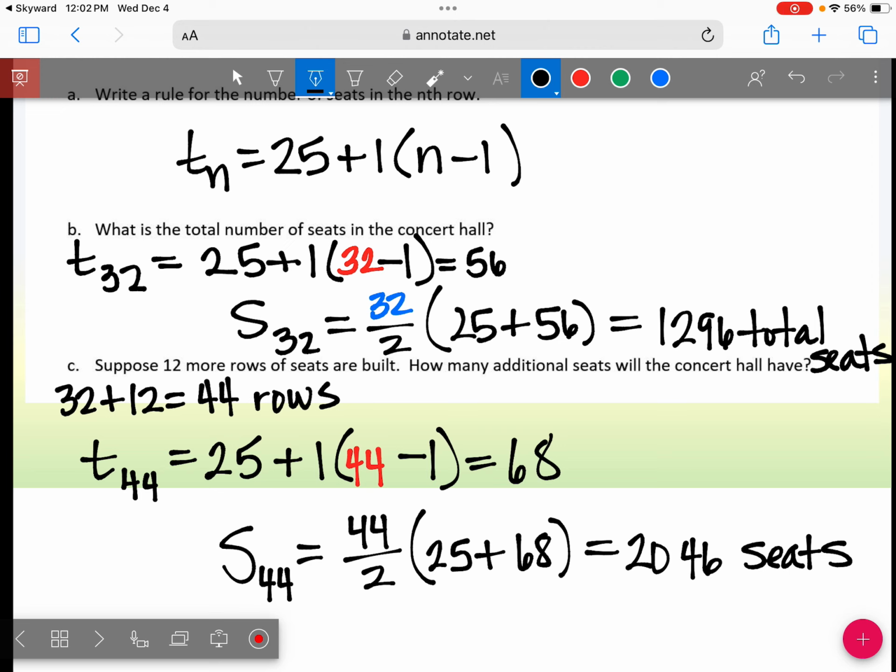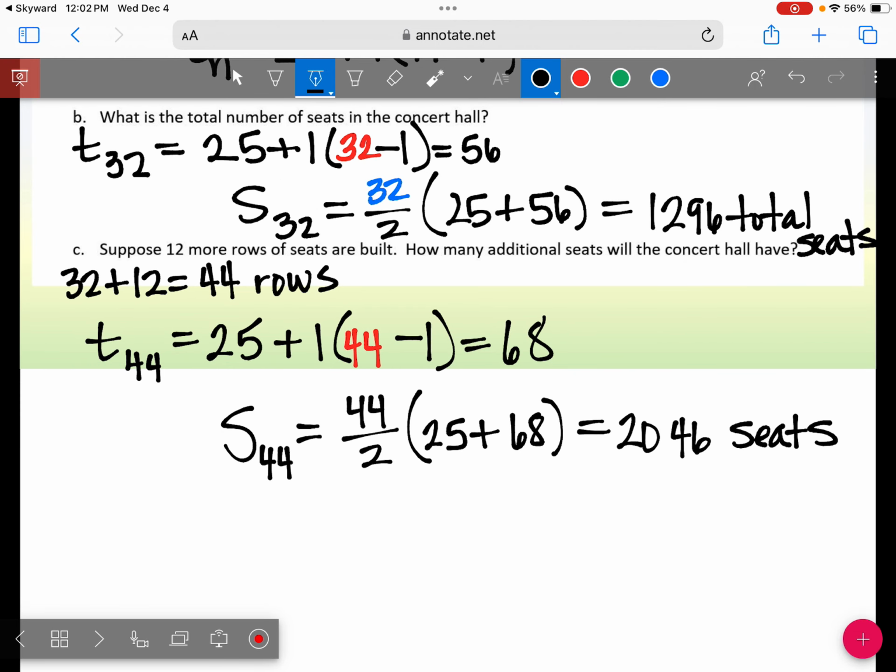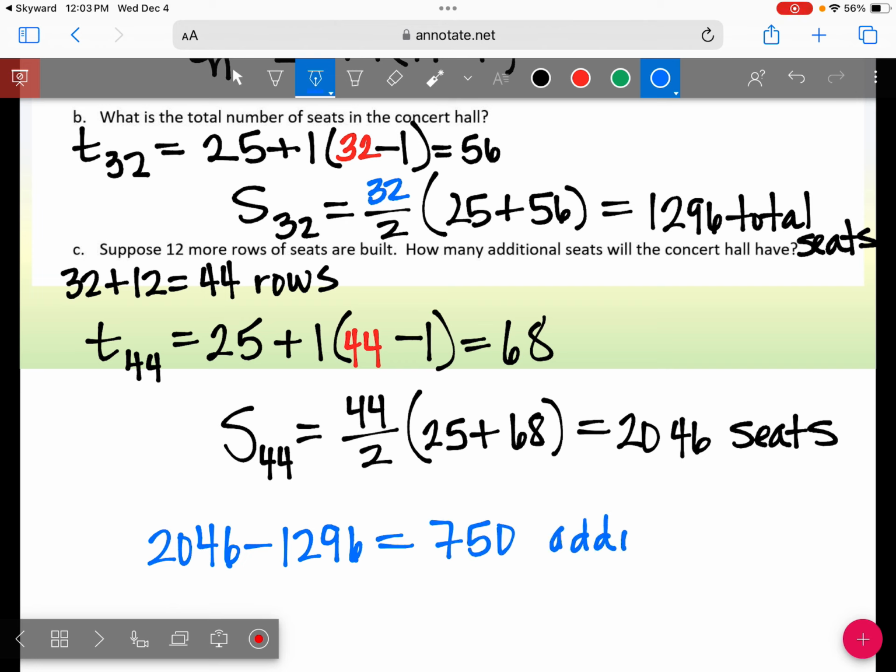But that didn't answer the question, because the question is saying how many additional seats, and we didn't answer that question. So how do I figure out the number of additional seats? Subtract. So subtract the new total, take your new total, and subtract from that the old total. And that means we have 750 additional seats.